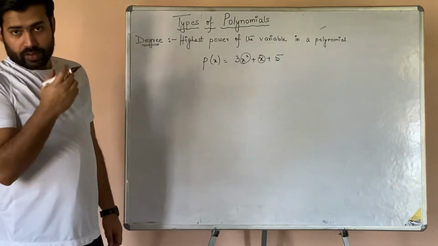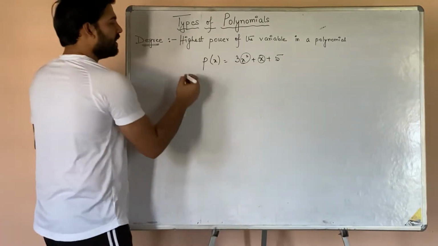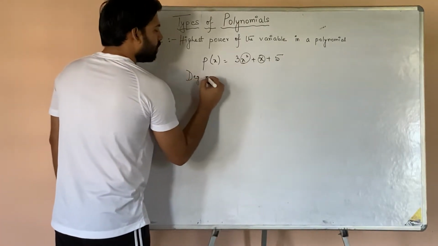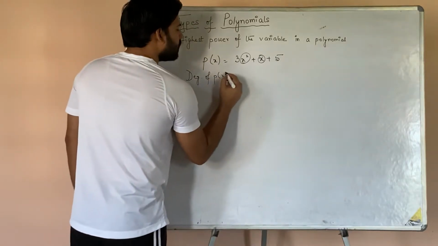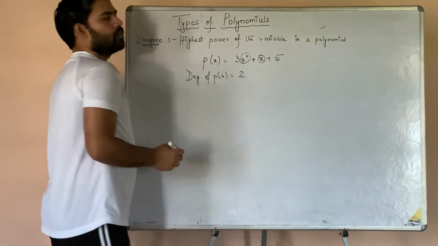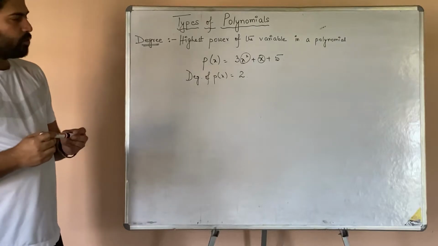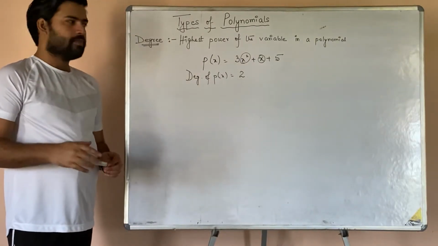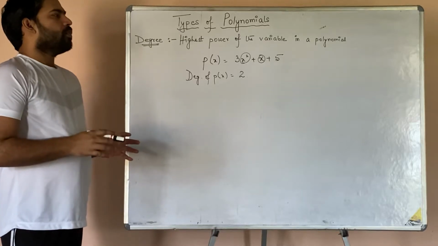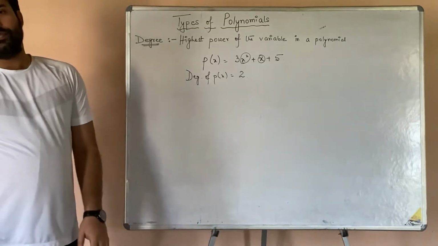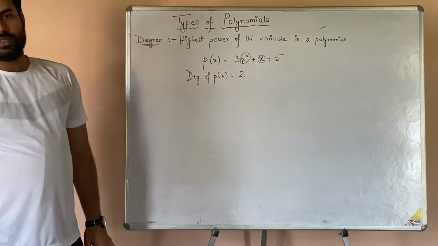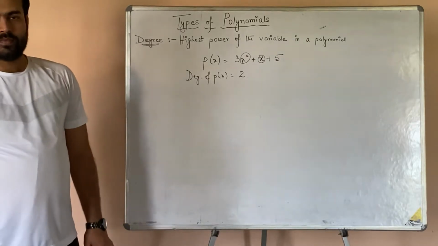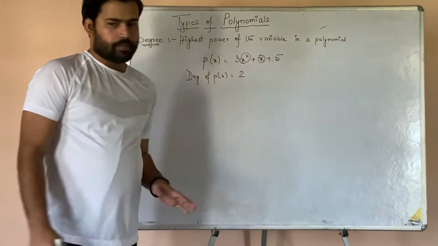So the highest power of x is 2. So the degree of p(x) is 2. Am I clear? So degree means the highest power of the polynomial. This is clear? So based upon the degree of a polynomial, we basically categorize the polynomials into different categories. Fine? So please note it down.